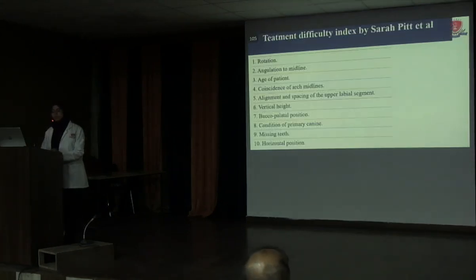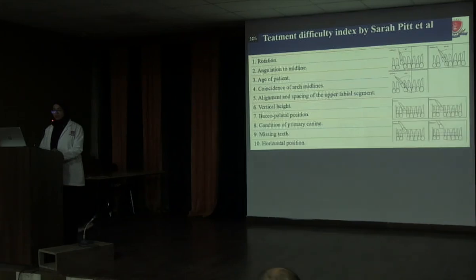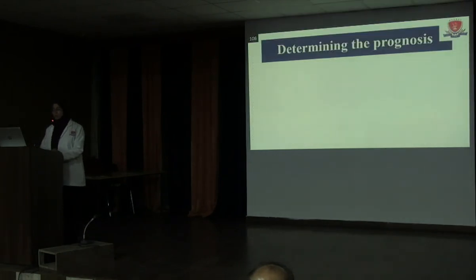Now the treatment difficulty index by Sarapit et al. The main factors include 10 points to judge how hard it will be to bring an impacted tooth into the dental arch. These are rotation, angulation to the midline, where if the angulation is more than 30 degrees the prognosis reduces, age of the patient, coincidence of the arch midlines, alignment and spacing of the upper labial segment, vertical height, buccopalatal position, condition of the primary teeth, missing teeth, and horizontal position.